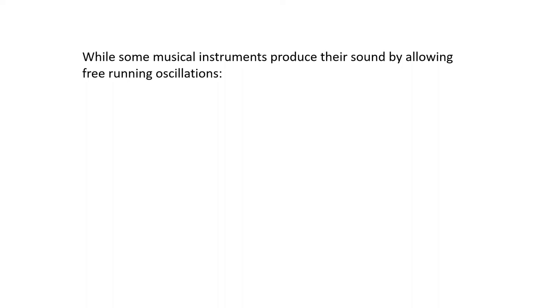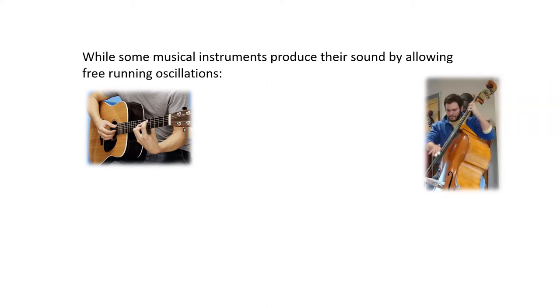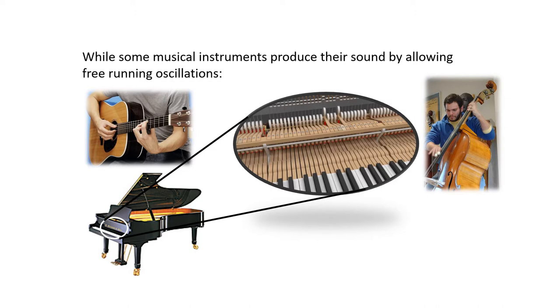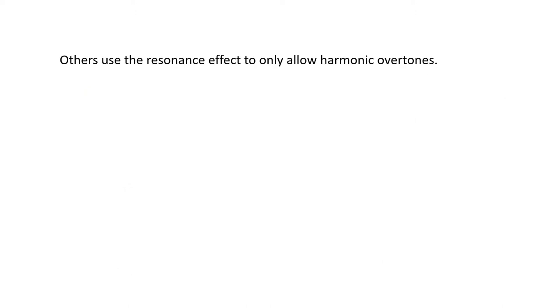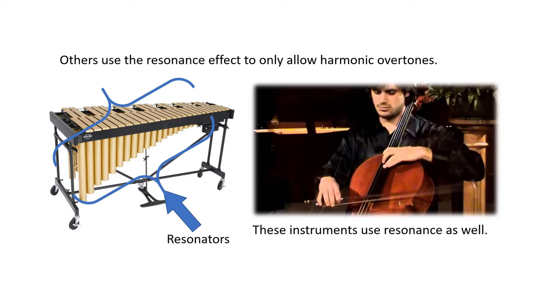While some musical instruments produce their sound by allowing free-running oscillations, others use resonance effect to allow only harmonic overtones. Like the vibraphone we already talked about. These use resonance as well.